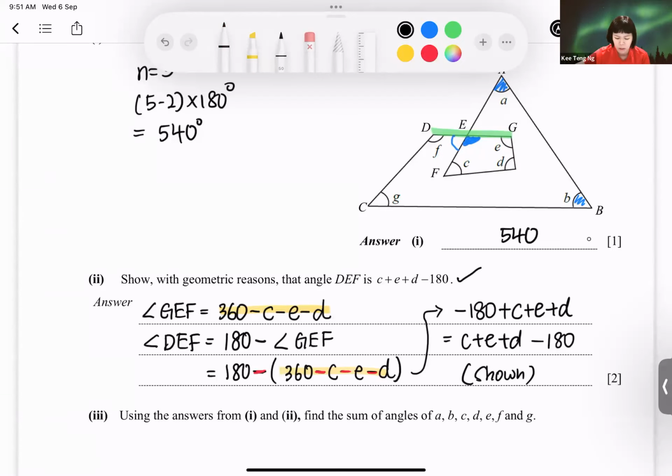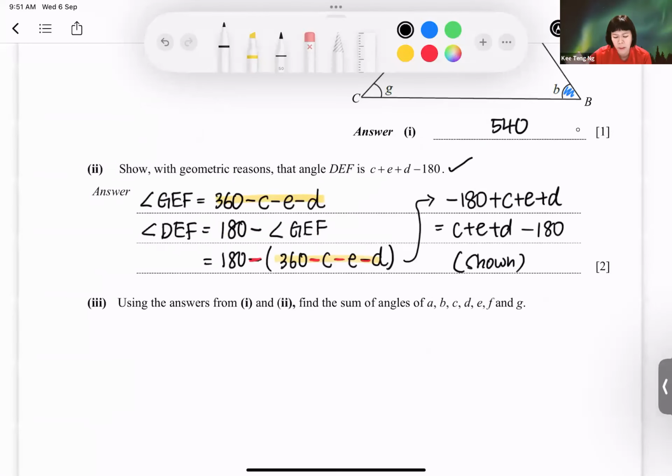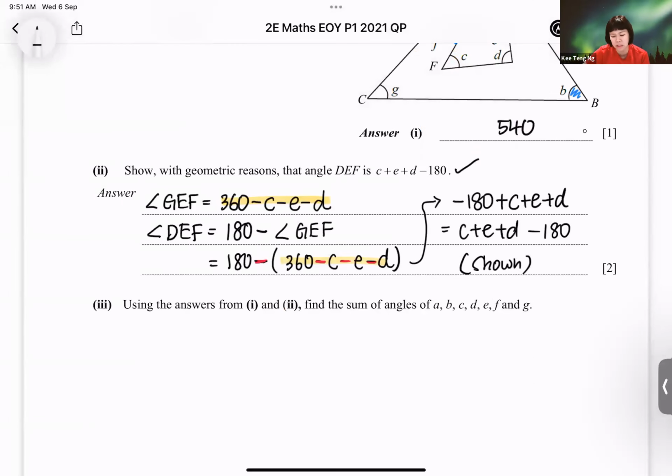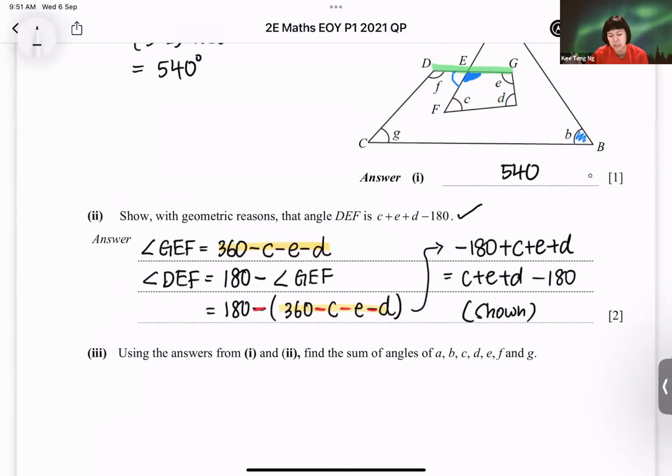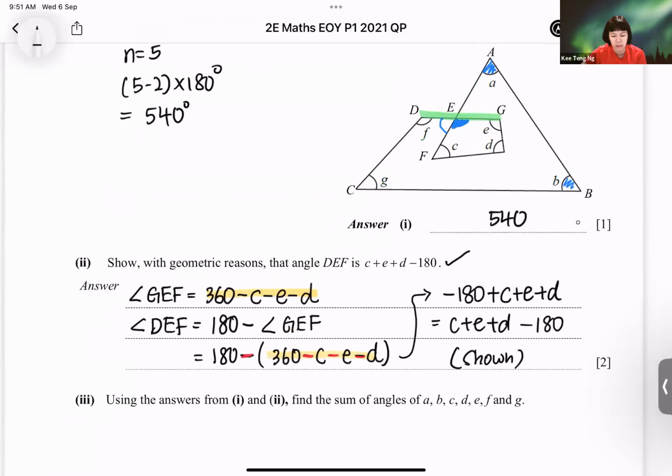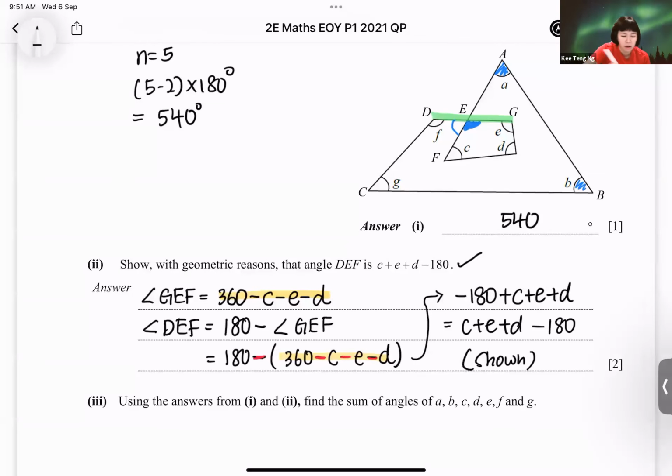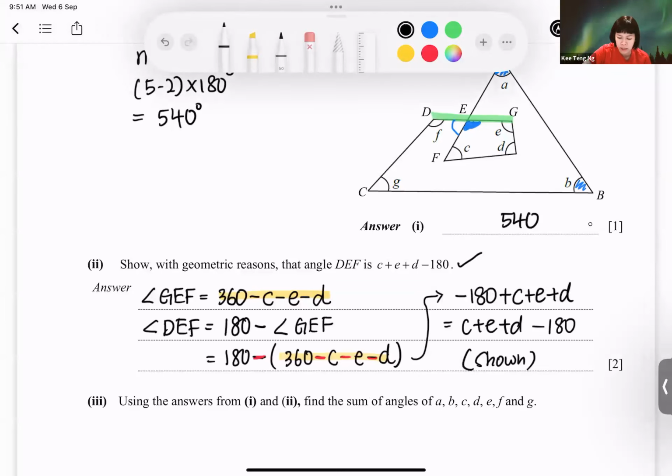find a relationship. Okay, using your answers from part 1 and part 2, find the sum of the angles A, B, C, D, E, F, and G. Oh, you need to find the sum of all these angles. Okay, let me see. What do I know? I know that this angle over here is C plus E plus D minus 180. I know that this whole thing is 180, correct or not? Right, then they ask me to find the sum of everything.